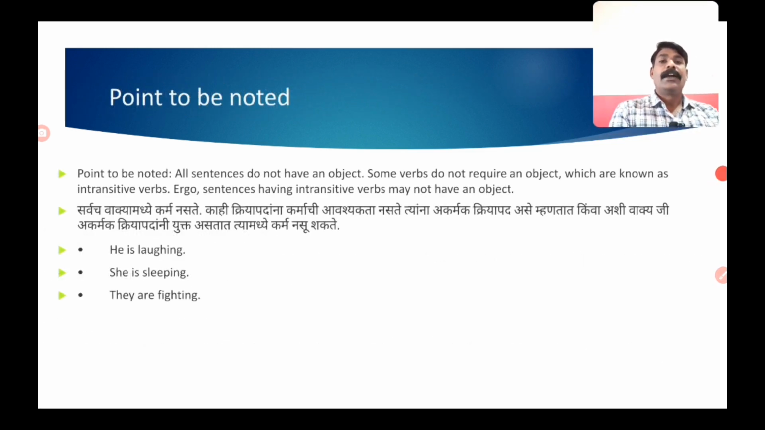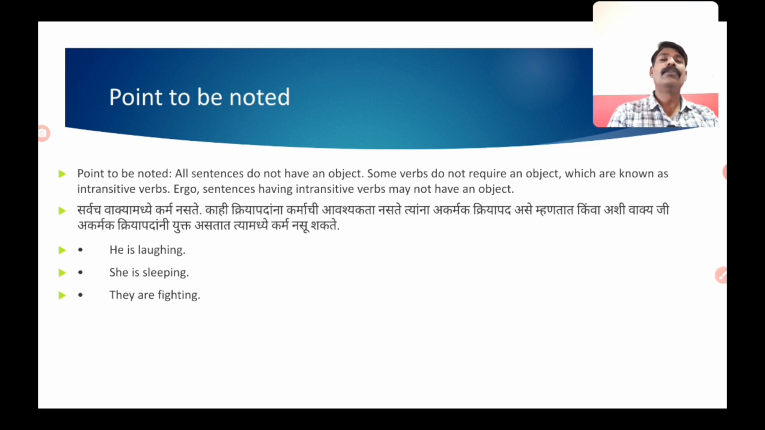Certain points to be noted. Let's go ahead. All sentences do not have an object. Some verbs do not require an object, which are known as intransitive verbs. Sentences having intransitive verbs may not have an object. Now once again, don't be baffled here, don't be flummoxed here. What's new is the intransitive verb. Don't be confused here, because I told you earlier that not all sentences are formed with an object. Certain sentences do not require one; there is no necessity of the object where there is an intransitive verb.